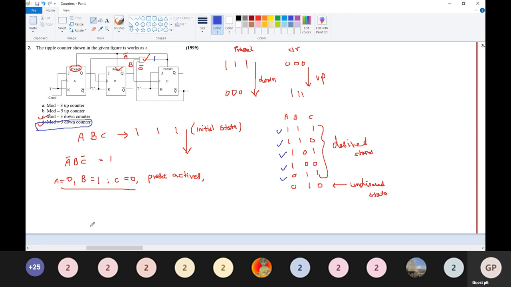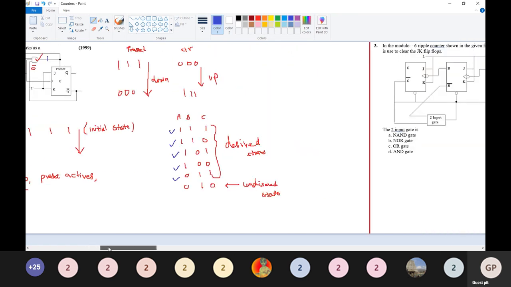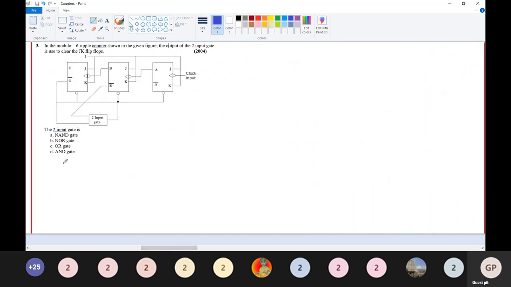Cool. Next problem. In the modulus 6 ripple counter shown in this figure, the output of the 2 input gate is used to clear the JK flip-flops. The 2 input gates given in the options are NAND gate, NOR gate, OR gate, and AND gate. So here, this is also an asynchronous or ripple counter.